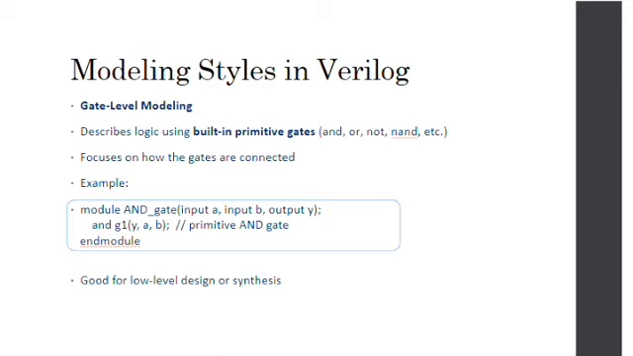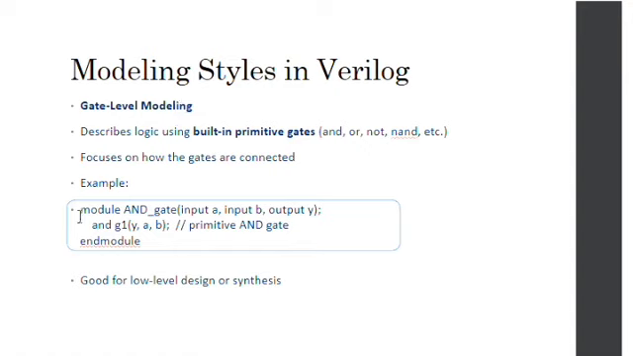Next, we move on to the modeling styles in Verilog. There are three modeling styles: gate level modeling, behavioral modeling, and data flow modeling. Gate level modeling in Verilog describes circuits using built-in primitive gates like AND, OR, NOT, and NAND. It focuses on how the gates are connected rather than writing logical expressions. For example, an AND gate can be made using the primitive and gate. This method is useful for low-level design or synthesis.